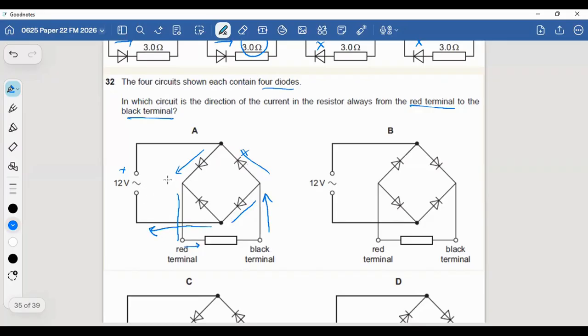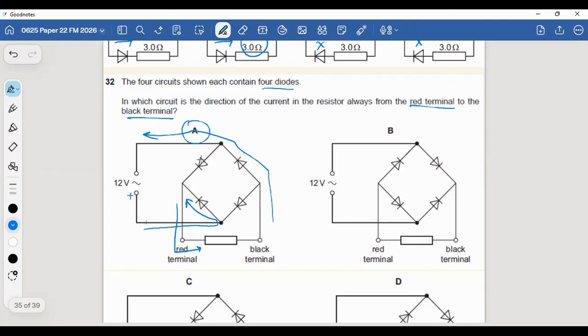All right. So if I want to see if this becomes the positive half, what happens? If this becomes positive half, so current is going through it here, here again. Wow, well done. So A is my perfect option. Okay.